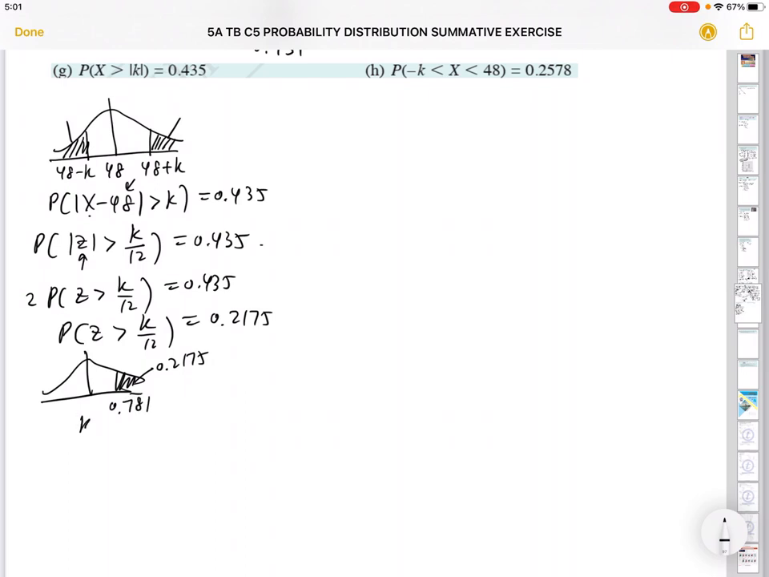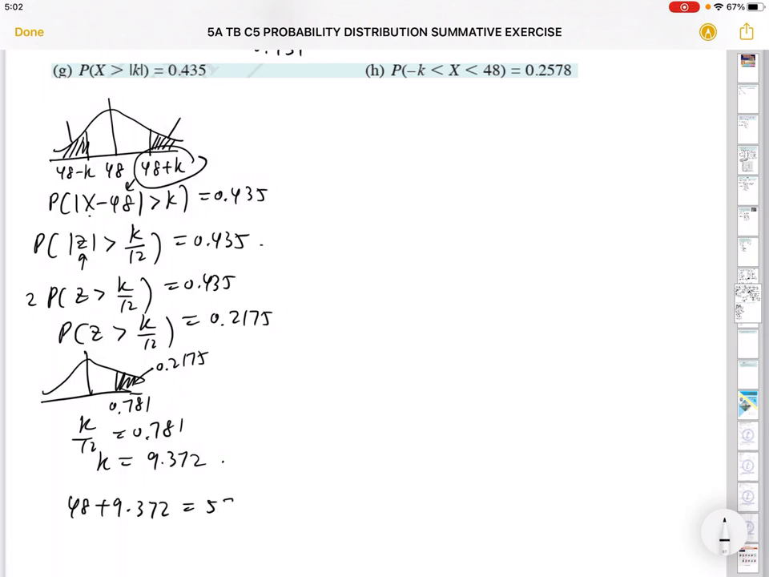9.372. Now the textbook answer at the back, they are actually finding this, right? But we shouldn't say modulus x more than k, I think. So if you take 48, you plus 9.375, then you get 57.37, which is the answer given in the textbook. Yeah, they want you to find the bigger part of it.